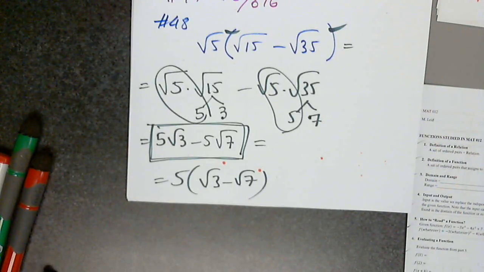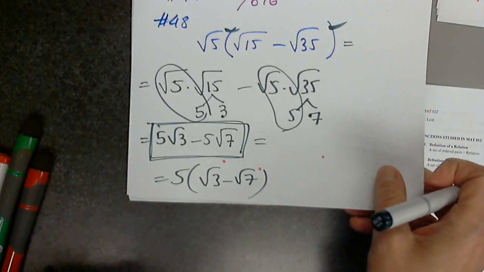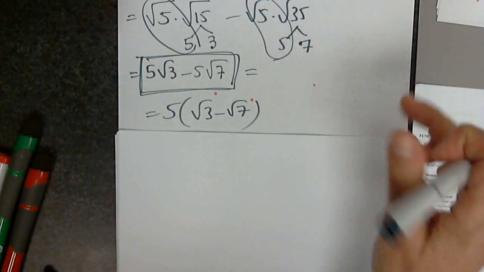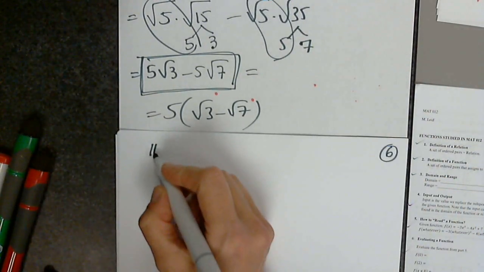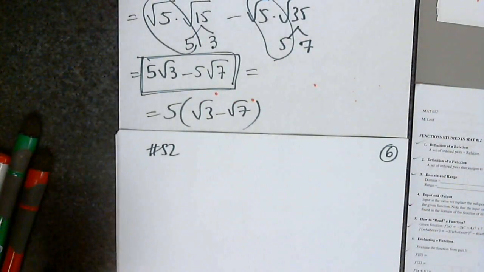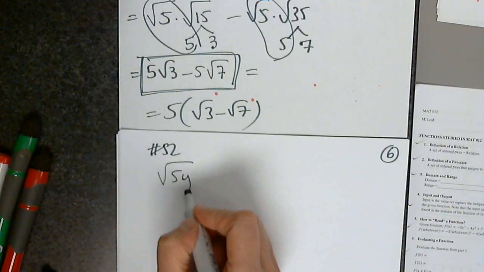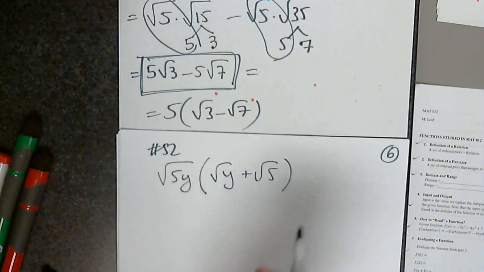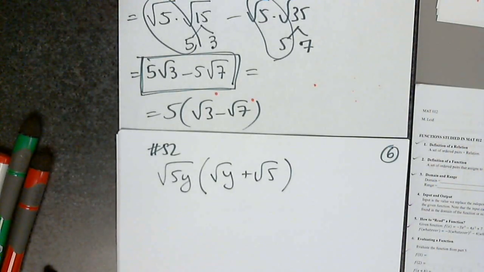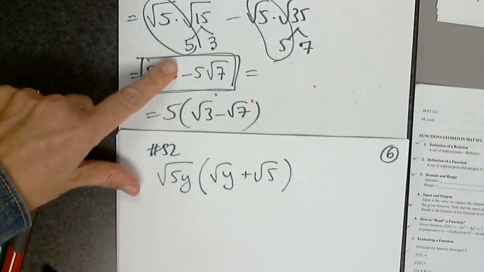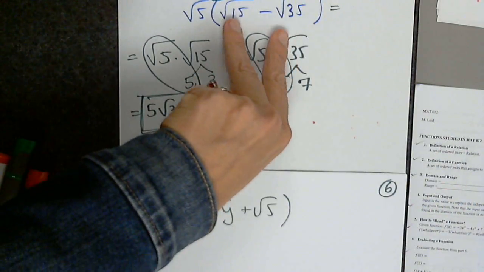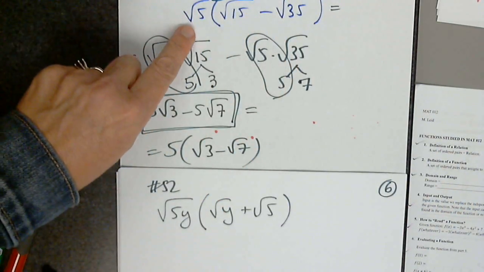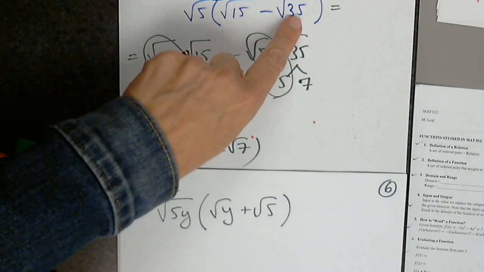For example, 52. Before we look at 52, let me know if you have any questions. Let's go back and think about this one more time. So I could not combine these two. So the only chance I had was to distribute the square root of 5.